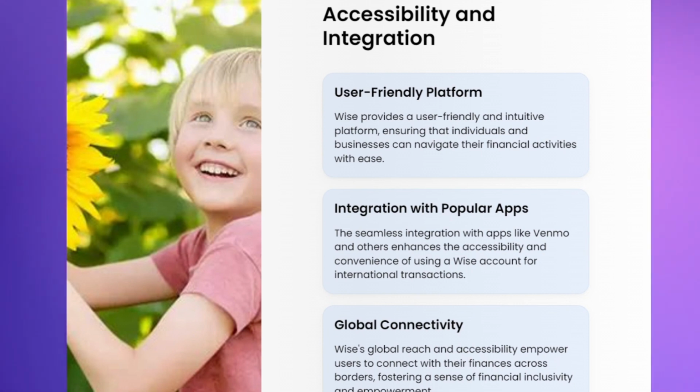Wise provides a user-friendly and intuitive platform, ensuring that individuals and businesses can navigate their financial activities with ease. The seamless integration with apps like Venmo and others enhances the accessibility and convenience of using a Wise account for international transactions. Wise's global reach and accessibility empower users to connect with their finances across borders, fostering a sense of financial inclusivity and empowerment.